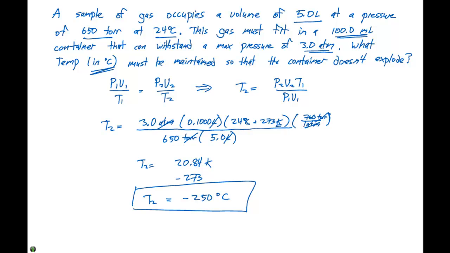When we're calculating with a temperature, we need to make sure we calculate using Kelvins. Then this question asked us to express it in degrees Celsius. We figure out how many significant figures we have, and our temperature then can be expressed as negative 250 degrees Celsius, which is the temperature that must be maintained so our container will not explode.